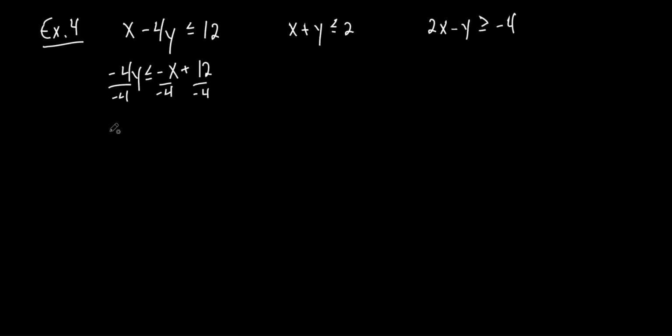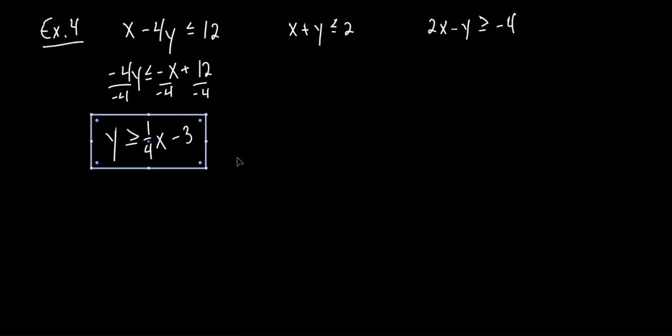Here we go. So I divided by a negative, so I'm going to get y is what? Instead of less than or equal to, it's going to be greater than or equal to. What's this going to be? Positive. We did this earlier, 1/4 x, and this is going to be minus 3. So that's one of the things that I'm going to graph. Okay? Everybody go to that? This one's a lot easier. All right, so that's another one that we're going to graph.